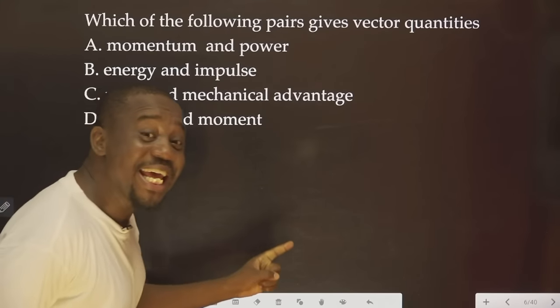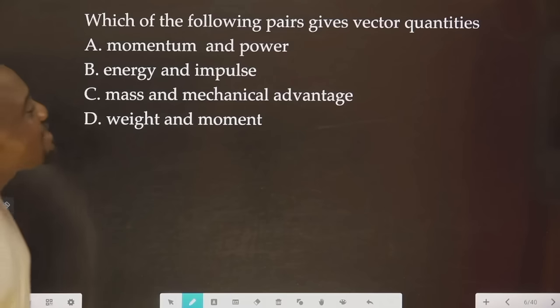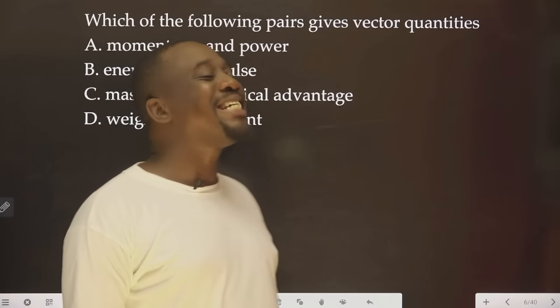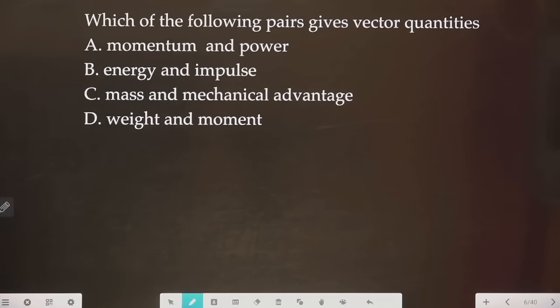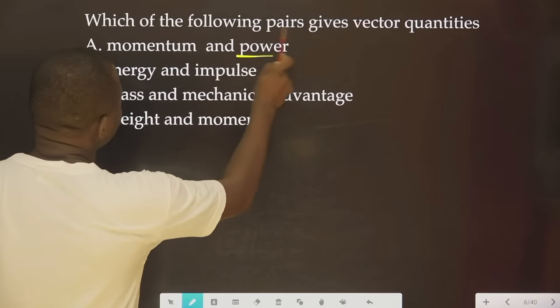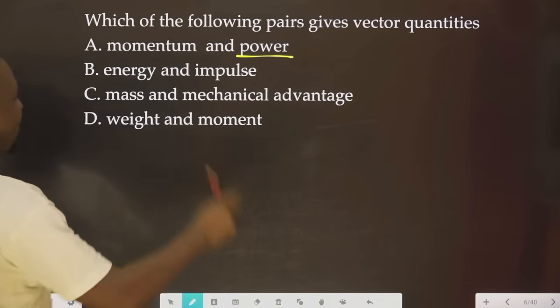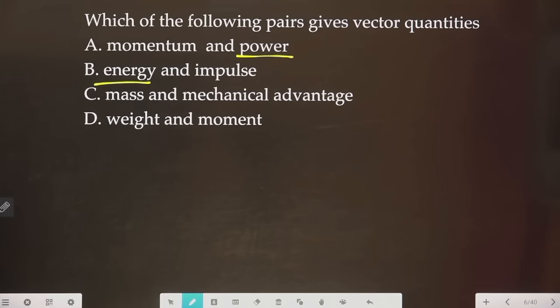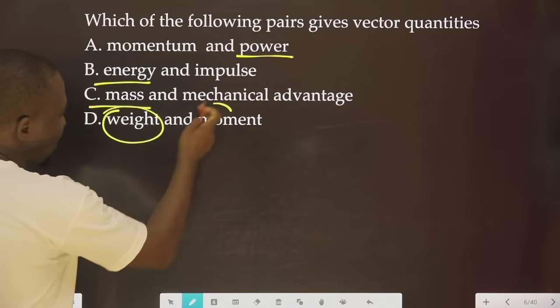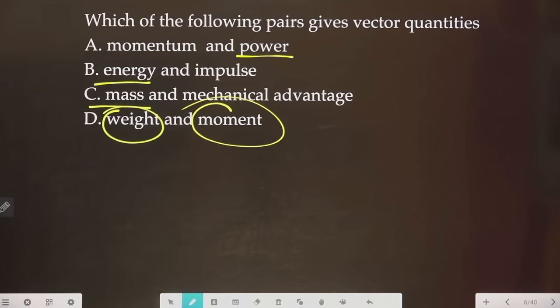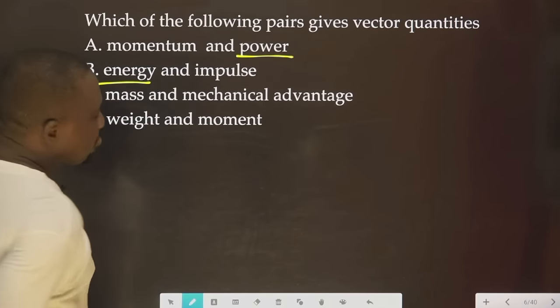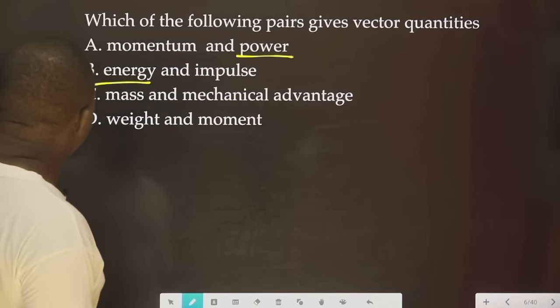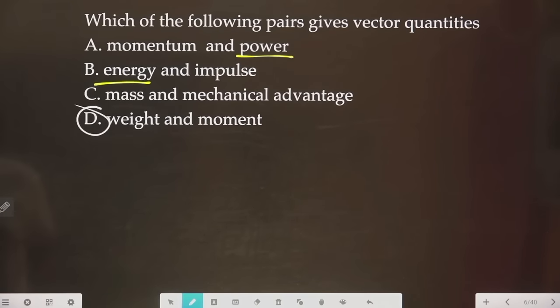Okay? Let's look at this. Which of the following pairs gives vector quantity? Without wasting our time, you agree with me, power is not a vector quantity. Energy is not a vector quantity. Even mass is not a vector quantity. But these two, weight and moment, they are vector quantities. The moment of a force. Weight is a force in newton. So this is the answer D.